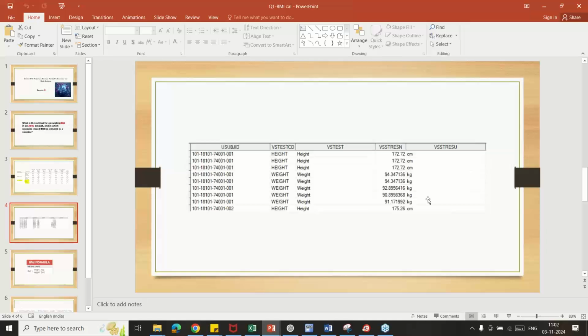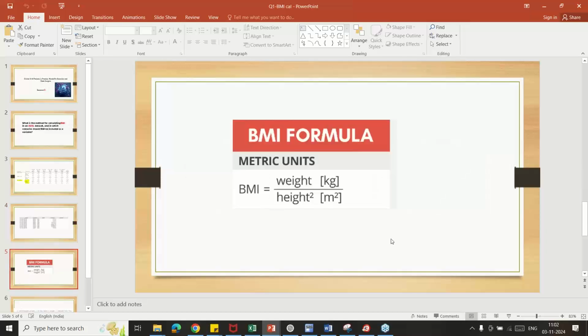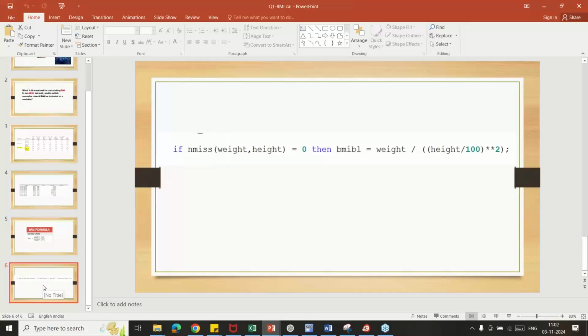Once you take them from the SDTM VS dataset into the ADSL, this is the formula to calculate the BMI: kg per meter square, weight divided by height square. That is why meter square is the unit. As you know how to write a formula, the syntax is: if weight and height are not missing, then BMI, and you can give whatever name you want. BMIBL, nothing but baseline BMI, equals the weight variable divided by height into height, meaning height divided by 100, whole square. For the square you can write star star 2, and it will calculate the height square.